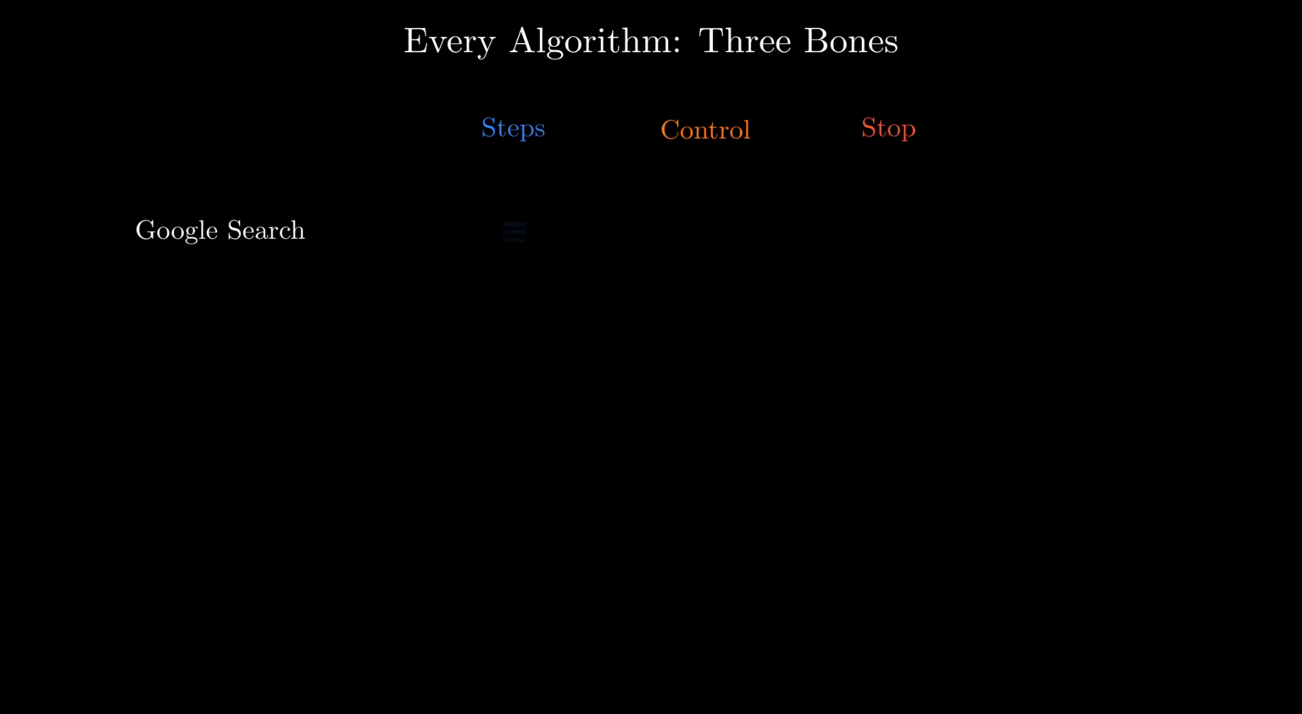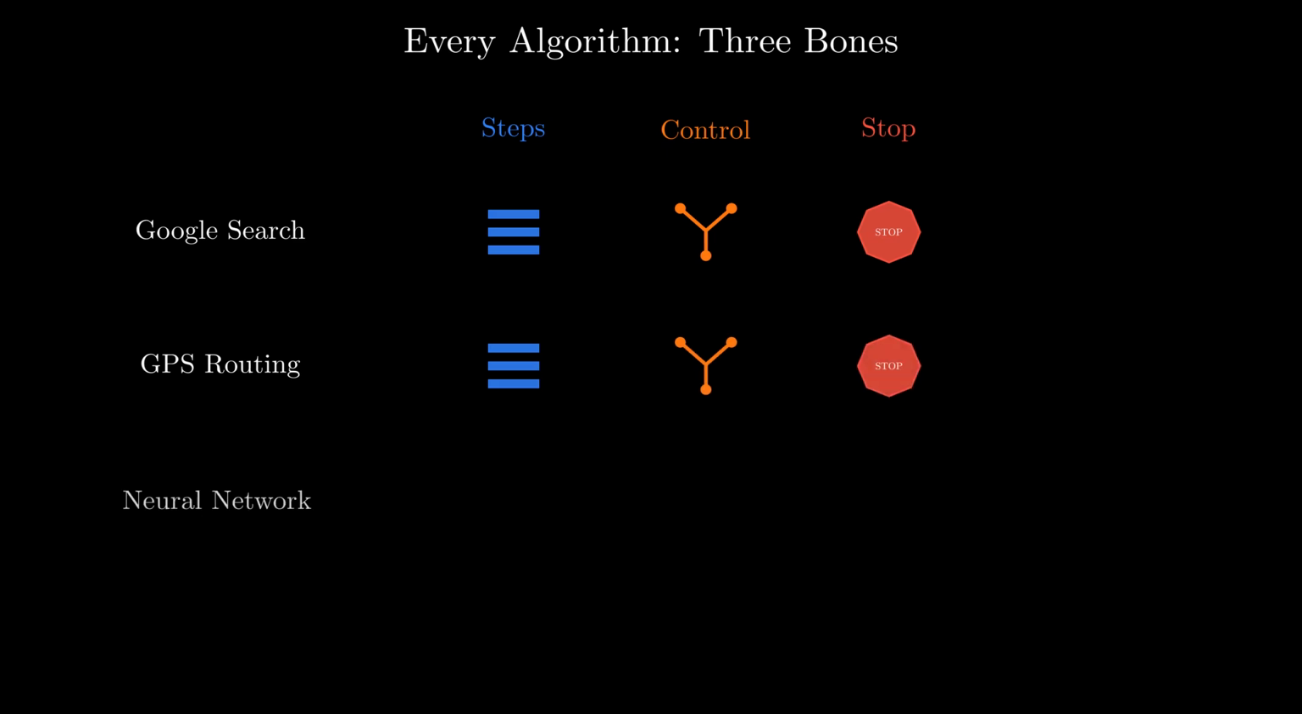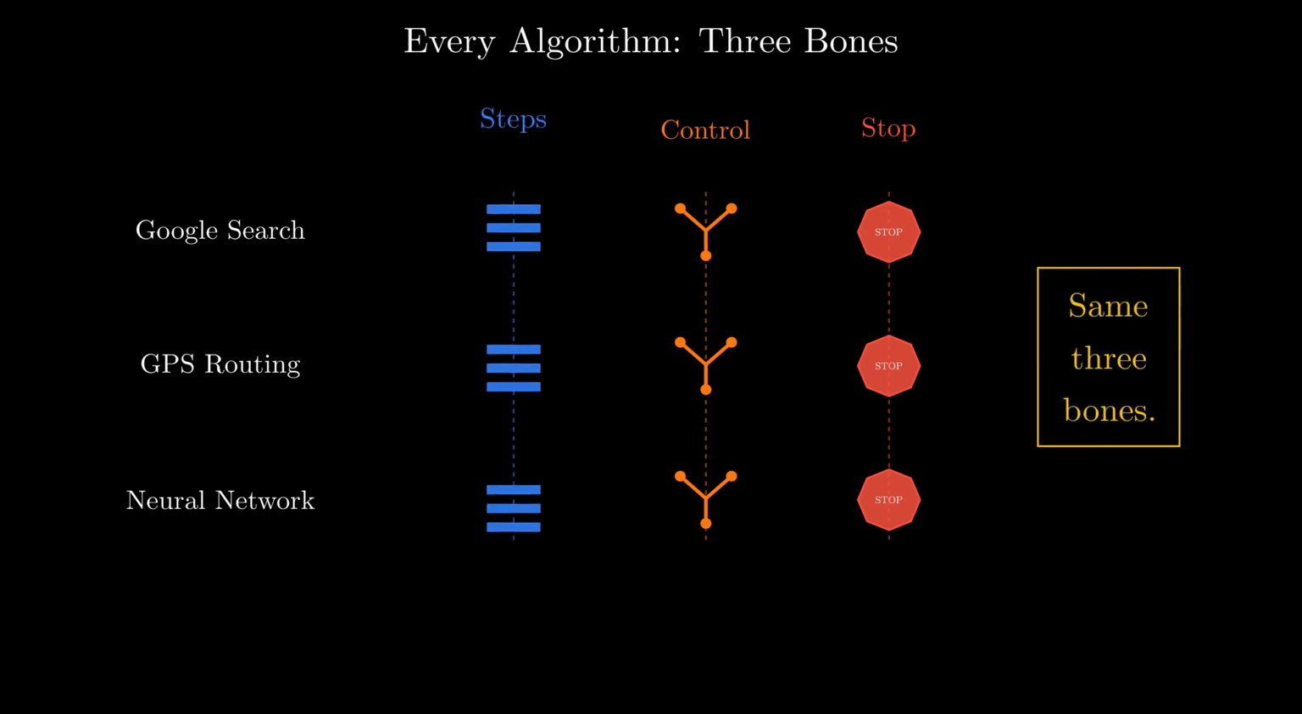Zoom out. Google search ranks billions of pages. Steps, control, stop. GPS routing finds the shortest path. Steps, control, stop. A neural network learns from data. Steps, control, stop. The rest of this course teaches you to express recipes precisely enough that a machine can follow them. You'll learn variables, conditions, loops, functions. But underneath, every program you write is a sequence of steps, a flow of control, and a way to know when to stop.